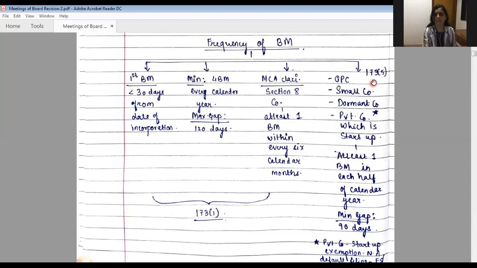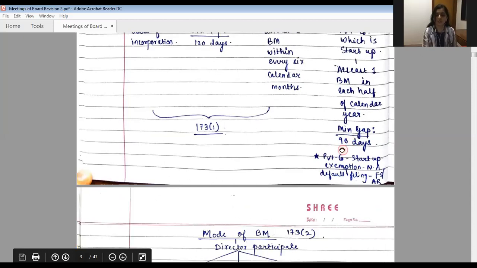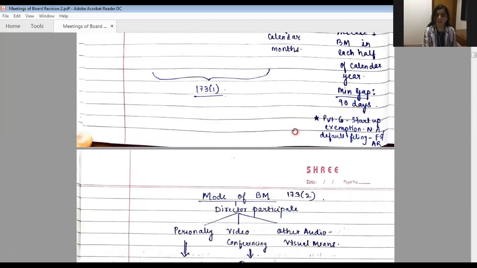Now, section 173 subsection 5 states that OPC, small company, dormant company, and private company which is a startup shall hold at least one board meeting in each half of the calendar year. The gap between the 2 board meetings shall be 90 days. But this exemption shall not be available to a private company which is a startup in case of default in filing the financial statement and or annual return.